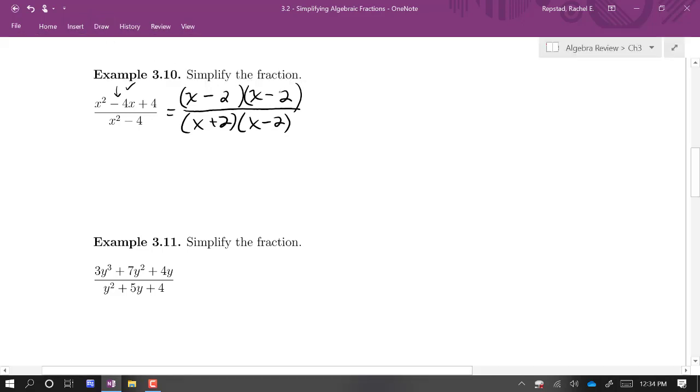Now we can cancel this common factor of x minus 2, and we are left with x minus 2 divided by x plus 2. And now that's as far as we can go. Remember that we cannot cancel over addition. So those x's do not cancel. Those 2's will not cancel. Just this is as far as we can go.